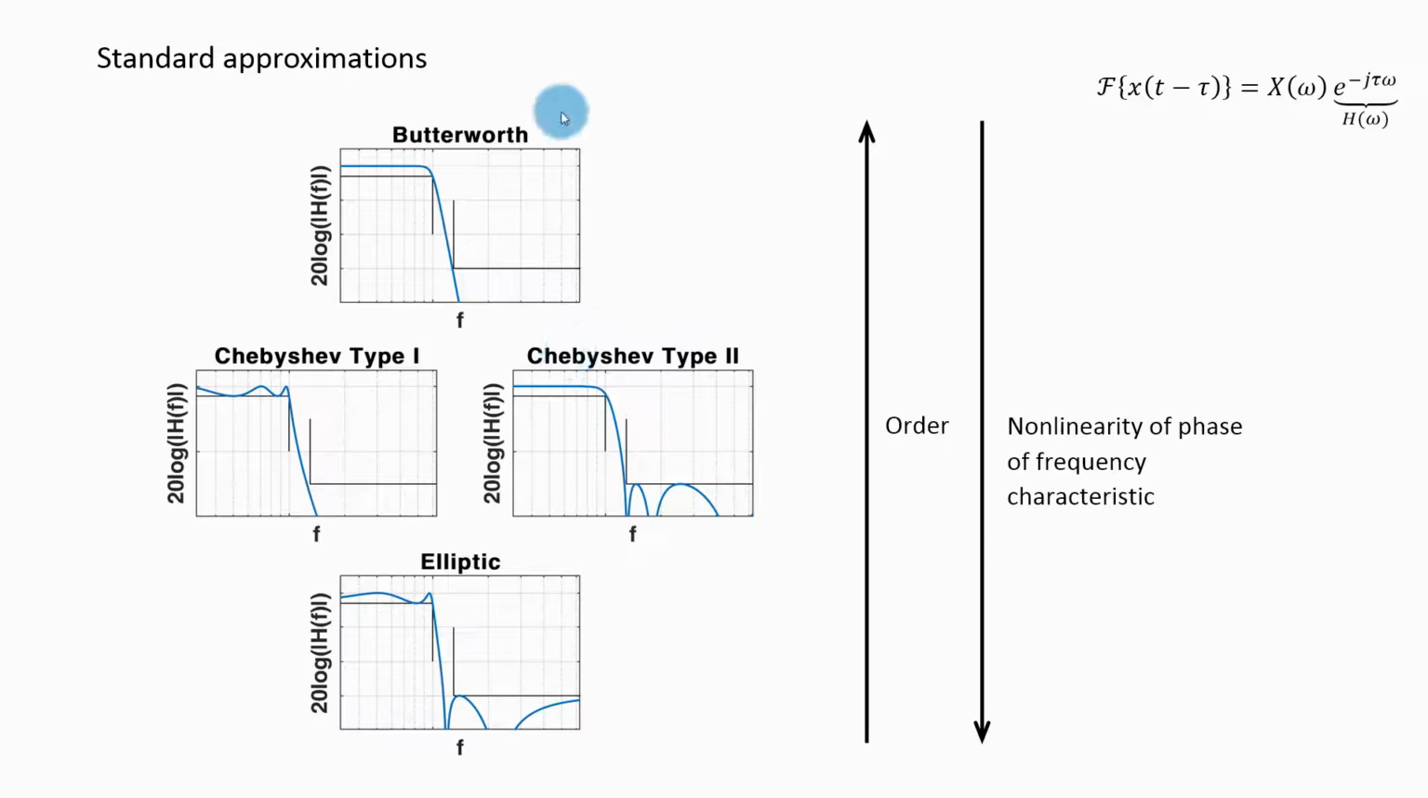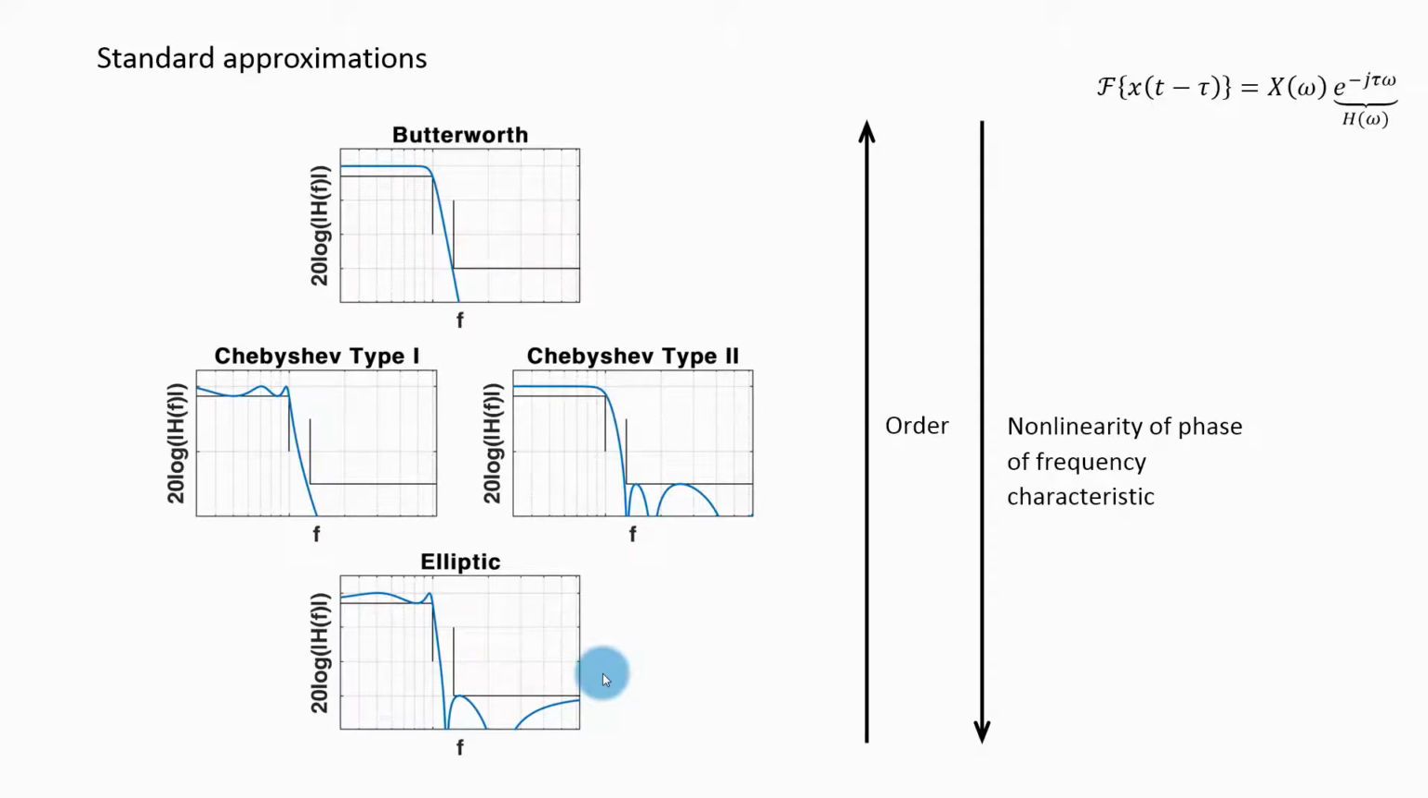Based on this, you probably like the Butterworth approximation the most, but to create this frequency characteristic, I had to use a system of higher order than I had to use for these Chebyshev approximations, and for these Chebyshev approximations, I had to use a system of higher order than I had to use for this elliptic approximation. Specifically, this frequency characteristic was created by a system with order 14. These frequency characteristics were created by systems with order 6, and this frequency characteristic was created with a system with order 4.